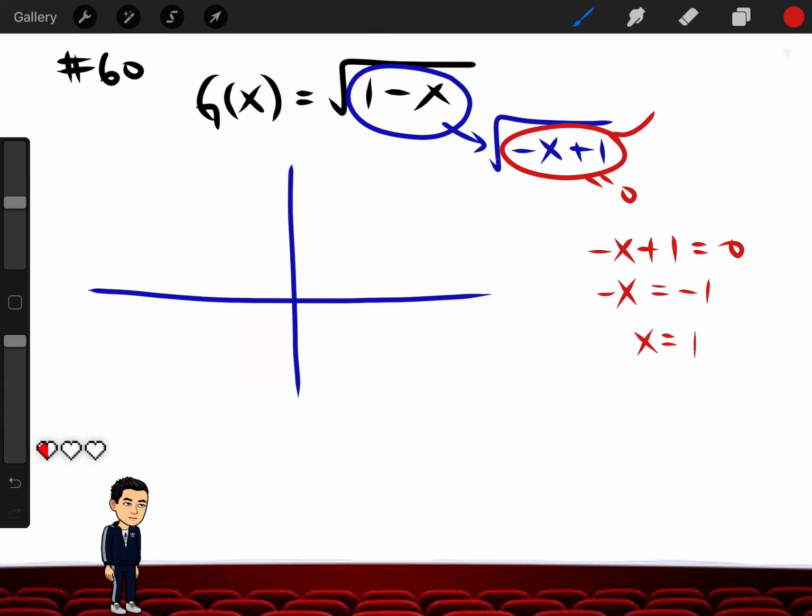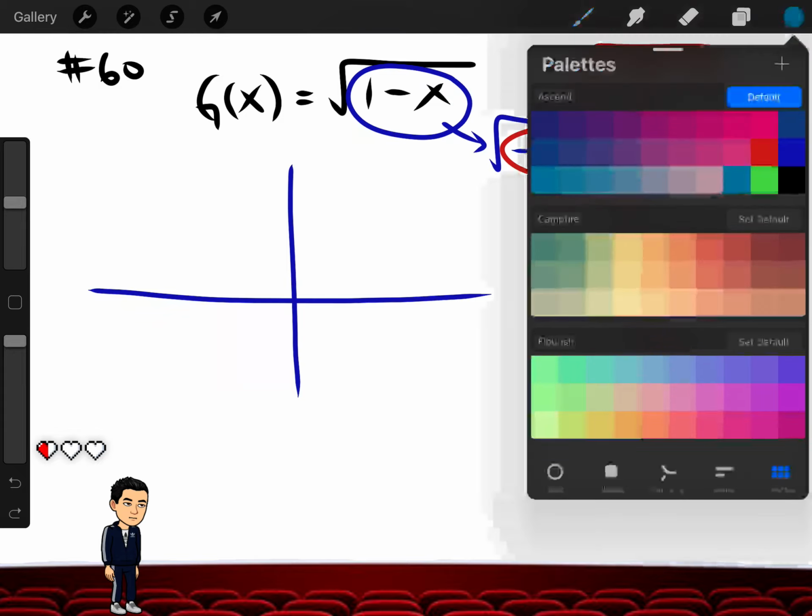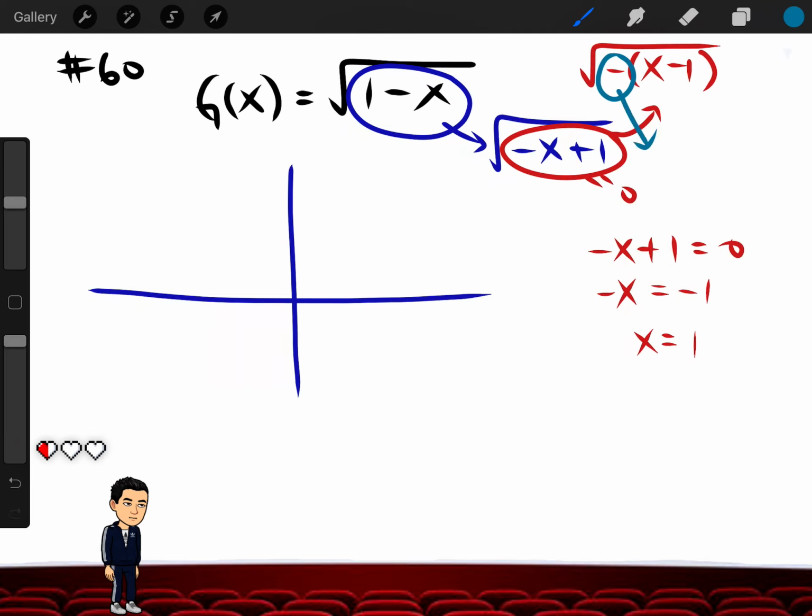The best way to do this is that you factor out the negative, so it's going to be x minus 1. That's probably the best way to do it. From here, set equal to 0, and x equals 1. Now the graph is going to have a reflection. The reflection is about the y-axis because the negative is directly on the x, so it's going to reflect over the y-axis. Originally you would see something like this. Not anymore. It's going to be on the other side.